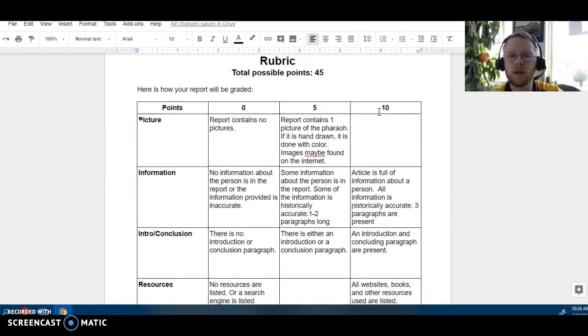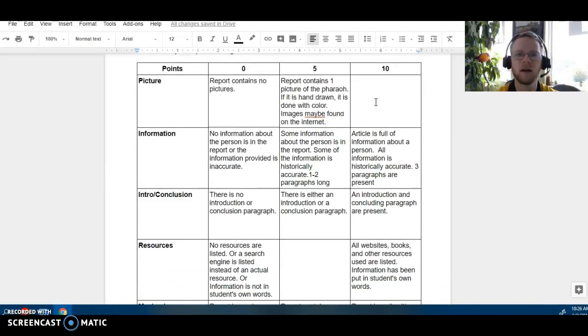If we look at the rubric, which is really the real key to how you're going to do on this paper, picture's worth 5 points. You either have one or you don't. So, boom, easy 5. The information provided is accurate, and you want 3 whole paragraphs of information. So you have an intro paragraph, 3 body paragraphs filled with information about your person, and then some kind of conclusion paragraph. If you have 3 body paragraphs filled with that information, you're going to get 10 points in this category.